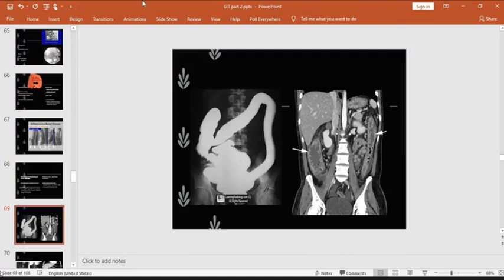This colon is a featureless colon. This is called rigid, indicating ulcerative colitis. This is the segment, descending colon with irregular mucosa, thickening of the wall with the narrowed lumen.